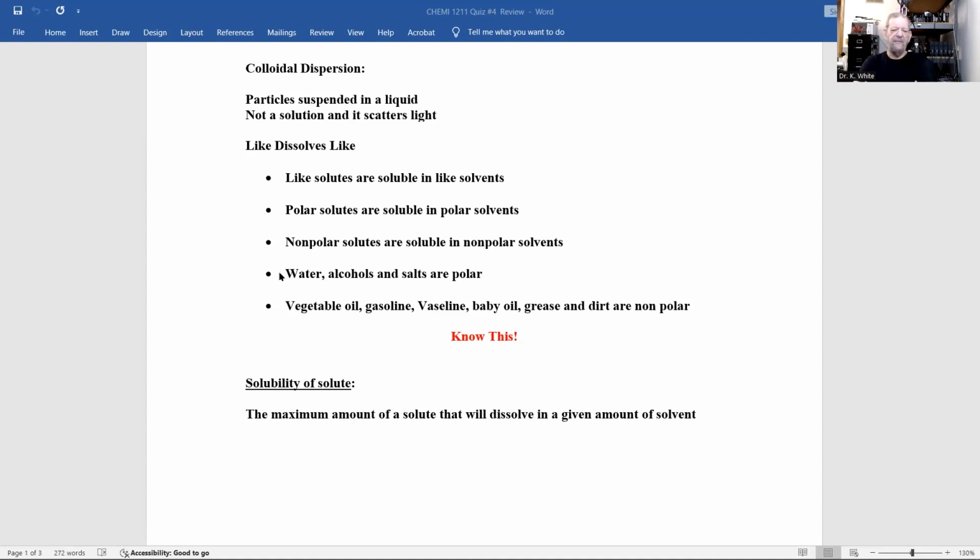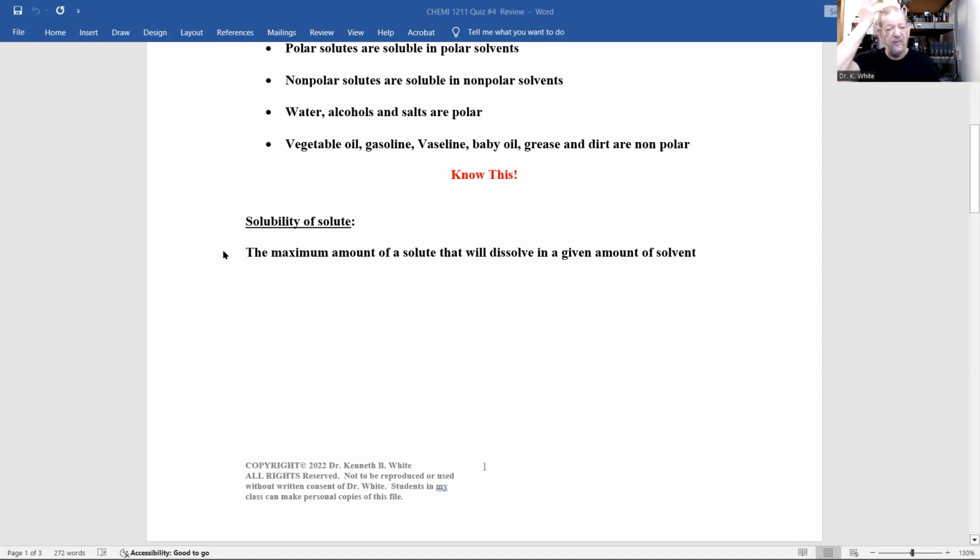Now, water, alcohols, and salts like sodium chloride, table salt, are polar. Vegetable oil, gasoline, Vaseline, baby oil, and even grease and dirt are nonpolar. When you take my 1212, where I also teach organic at Elgin Community College, Chem 170, you'll find out like dissolves like is how soap works to get grease and dirt off your hands, your clothes, anything else. And you should know this.